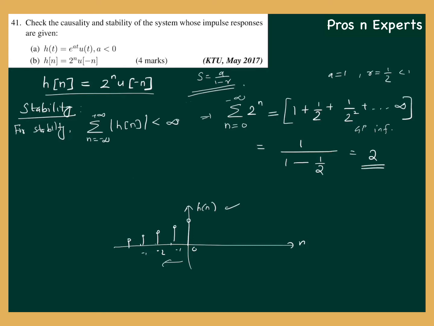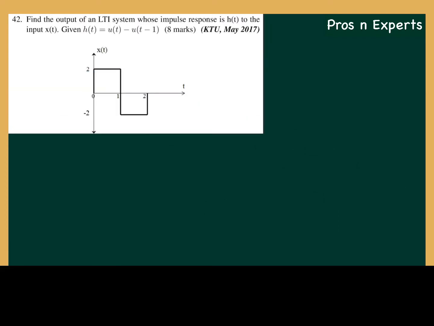So we are again not interested in what the value is, but whether it is finite or infinite. 2 is, of course, a finite value. Therefore, what we have obtained is that sigma over n equal to minus infinity to infinity of h of n is a finite value. Therefore, the system is stable. That concludes the answer.